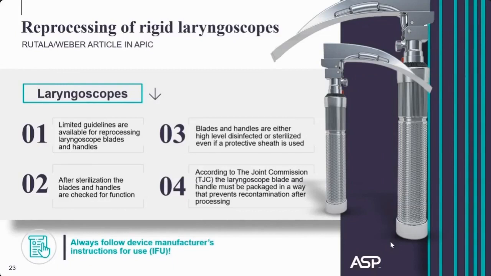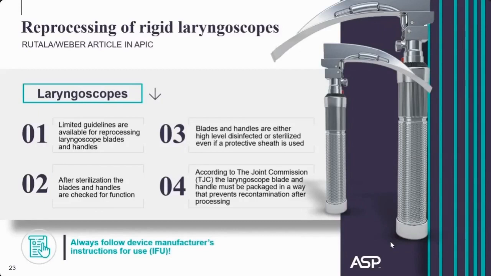Although not all states require high-level disinfection or sterilization of handles, there have been reports of potentially infectious agents being left on ready-for-use handles, including blood, Staph aureus, and Acinetobacter. Some things to take note of. If both the laryngoscope blade and handle are sterilized, they need to be checked for function prior to use. There's nothing worse than being part of an intubation and finding out that the light's not working on the laryngoscope blade. So it's really, really important.